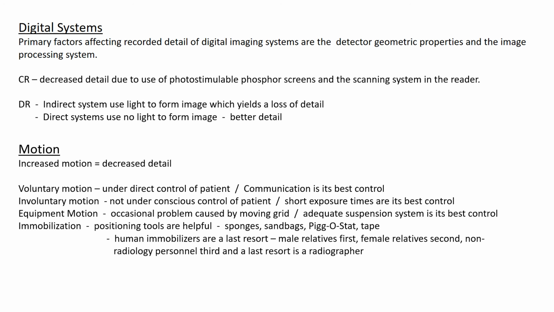Of course, the worst immobilizers are humans themselves. They're a last resort. But if we had to choose a human immobilizer, we would always choose a male relative first. Males because they don't have any chance of being pregnant. Female relatives would be second, and non-radiology personnel would be third. Non-radiology personnel could be, for example, the nurse in the unit. And a last resort then would be the radiographer, him or herself. And the reason for that is we're exposed to radiation all the time, so we would be the last resort.